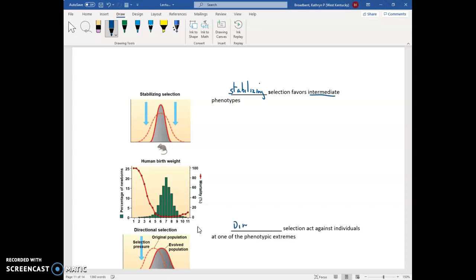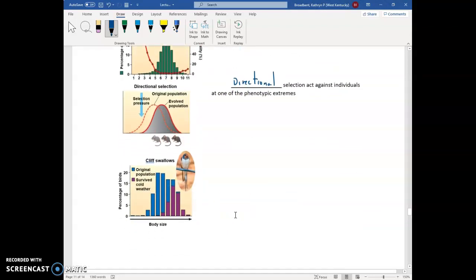Directional selection acts against individuals at one extreme. And so the population evolves in a directional manner. In this case, we've got the example of cliff swallows. The original population is here in blue, and the purple ones were the ones that survived a very cold winter. And so the ones with higher body weight survive the winter. That will shift the population to being heavier.